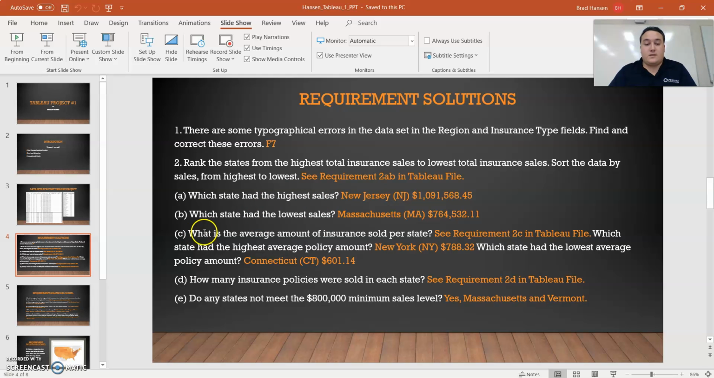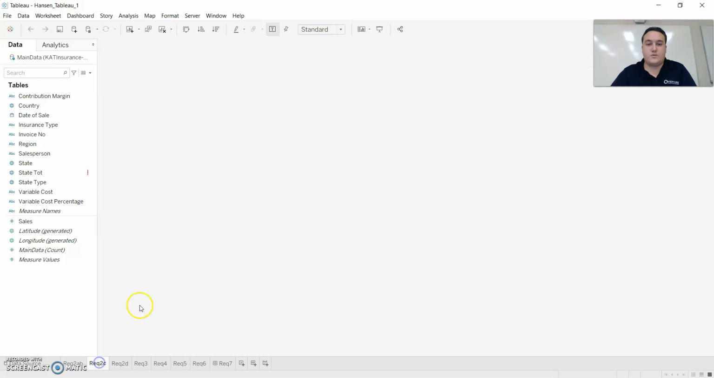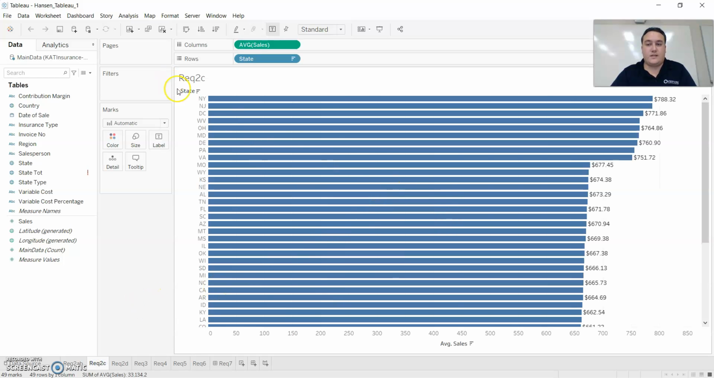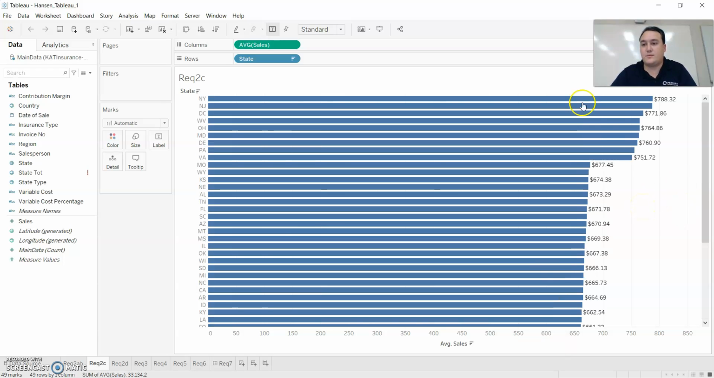A and B. So what is the average amount of insurance sold per state? Again, we're going to refer to the Tableau app here. We're going to go to requirement 2C. And in each state, the average is shown on the right here. And with this one, the number's not showing up, so you have to hover over it. It's interactive, so it makes it very easy. I actually really like Tableau after this project. It's way better than Excel.